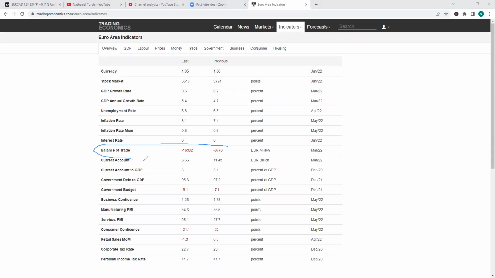Okay, balance of trade. You see this? Yeah, the balance of trade, yes. I see from minus 8,778 million euro to minus 16,382. So that's the trade balance. Negative. Deficit. I see.